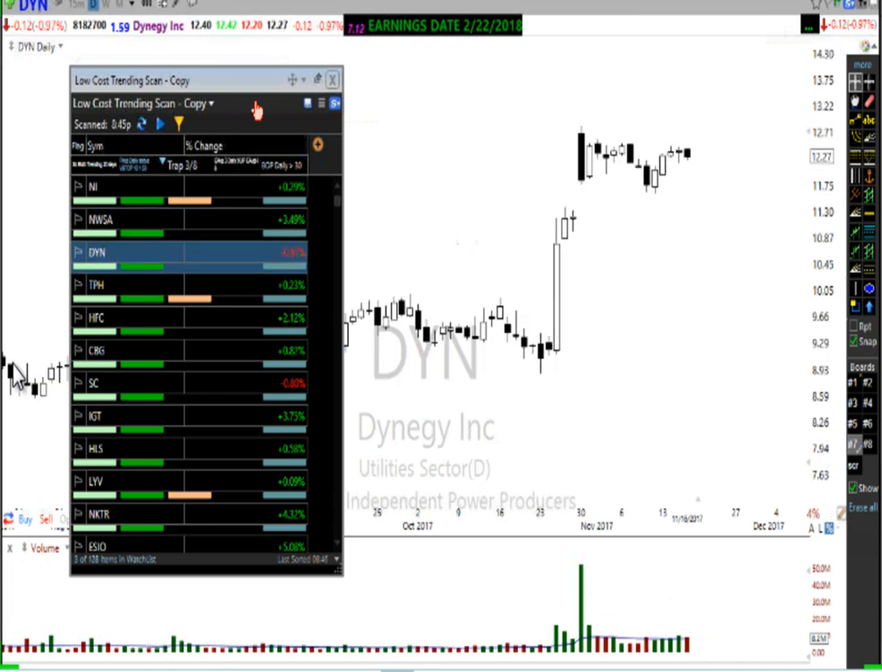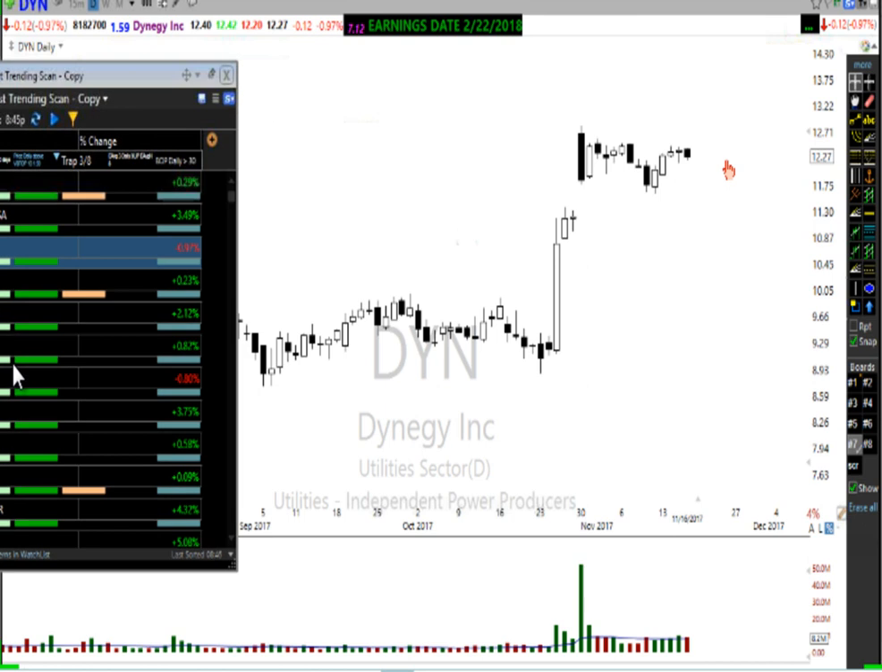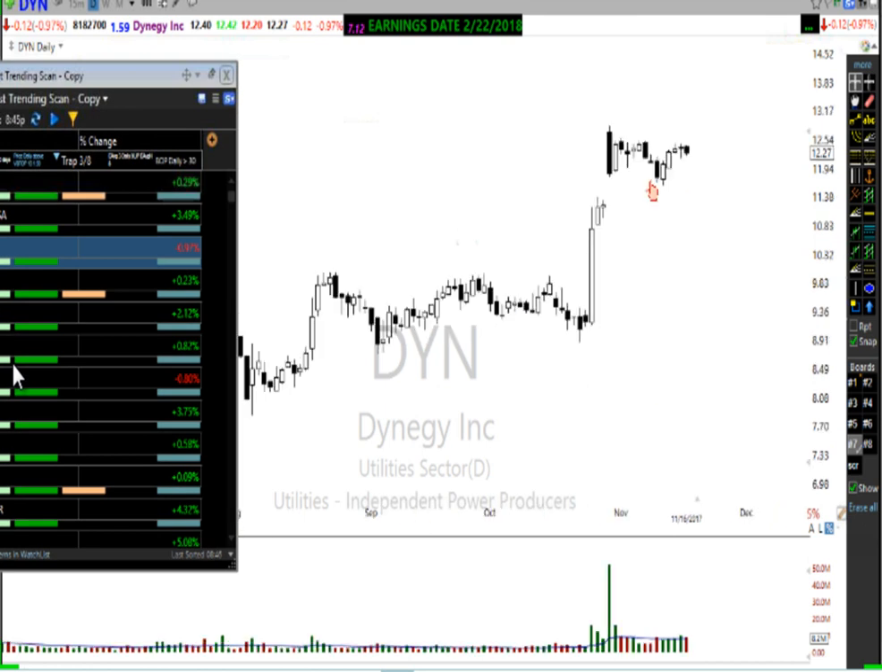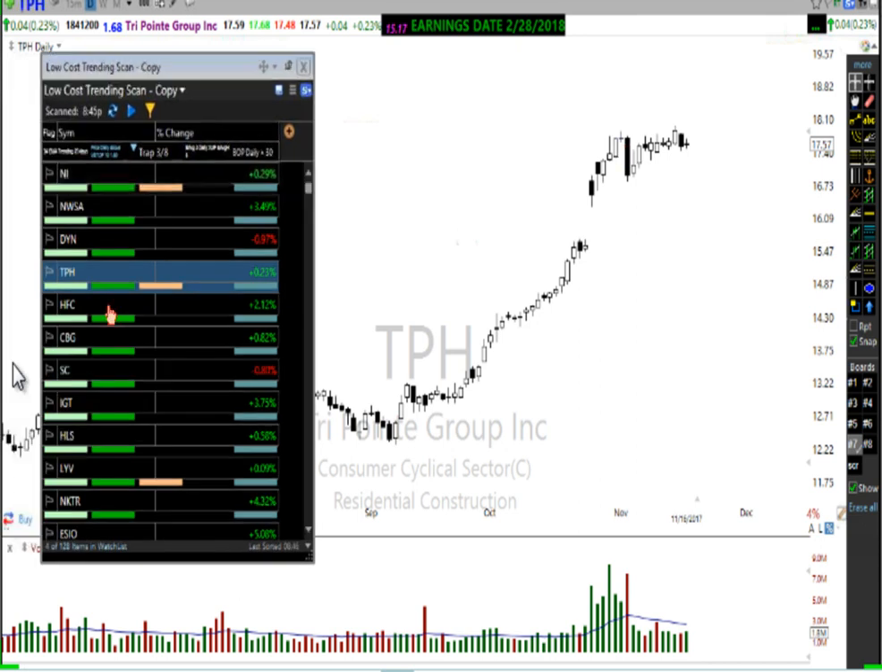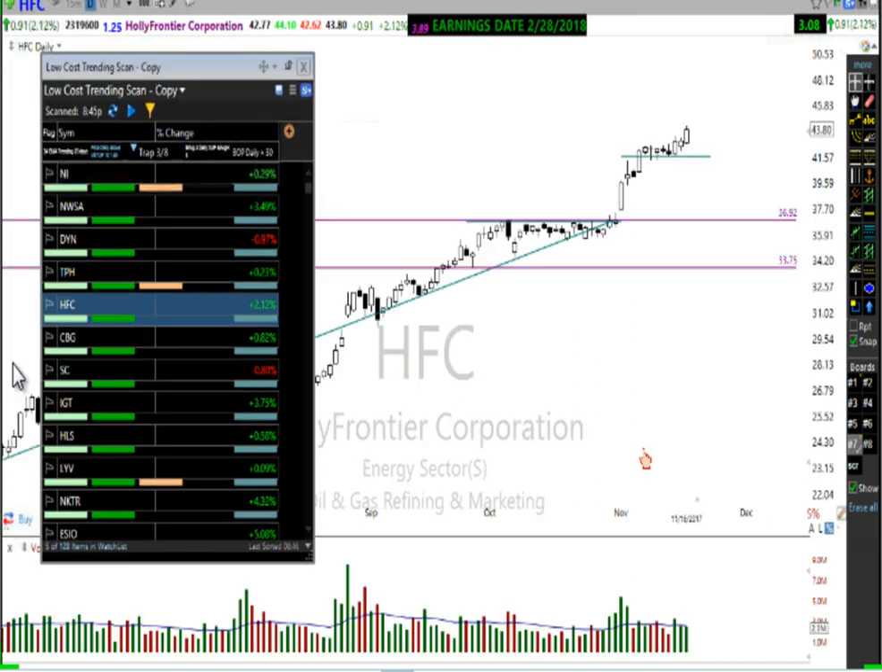Anybody like DYN? Platforming here, showing a trend. Could be a pop out of the box pattern. How about this one? PPH. Nice trend. Platforming, could be moving up. How about this one right here, HFC?